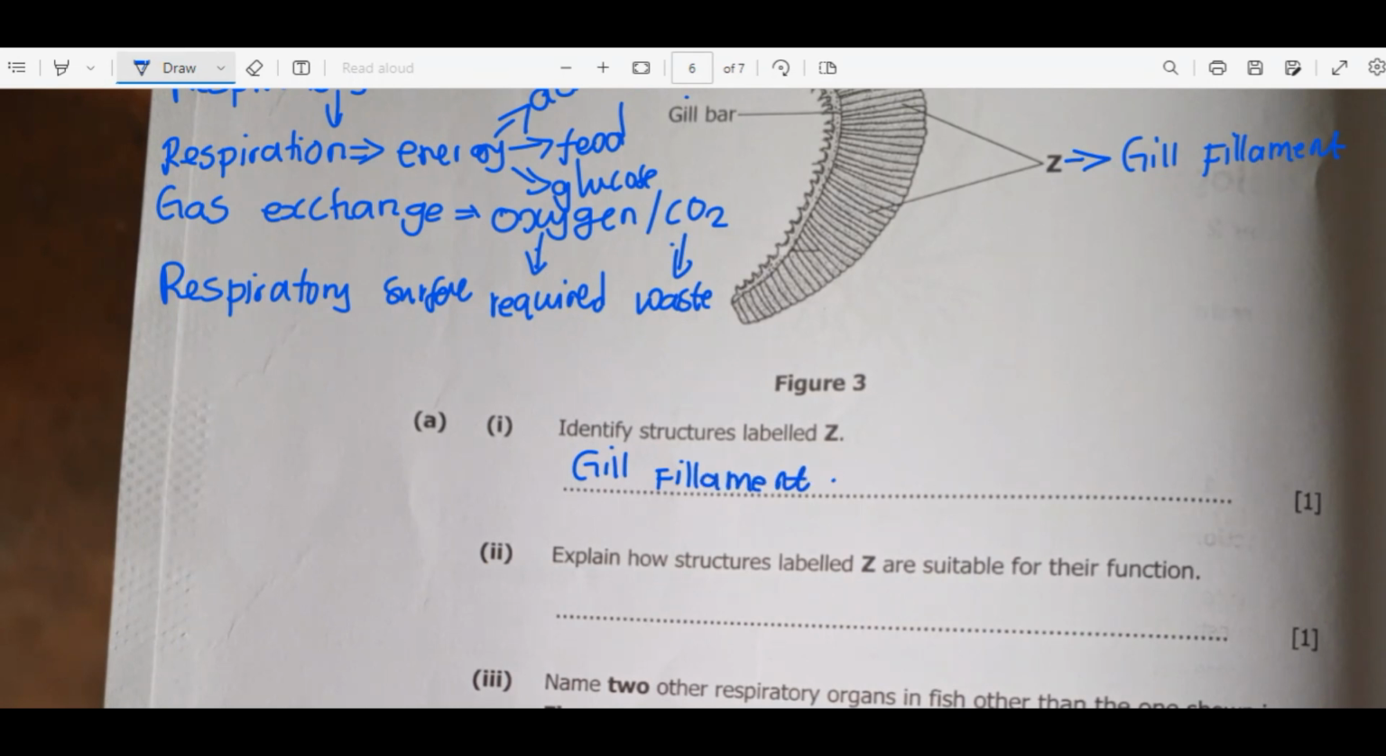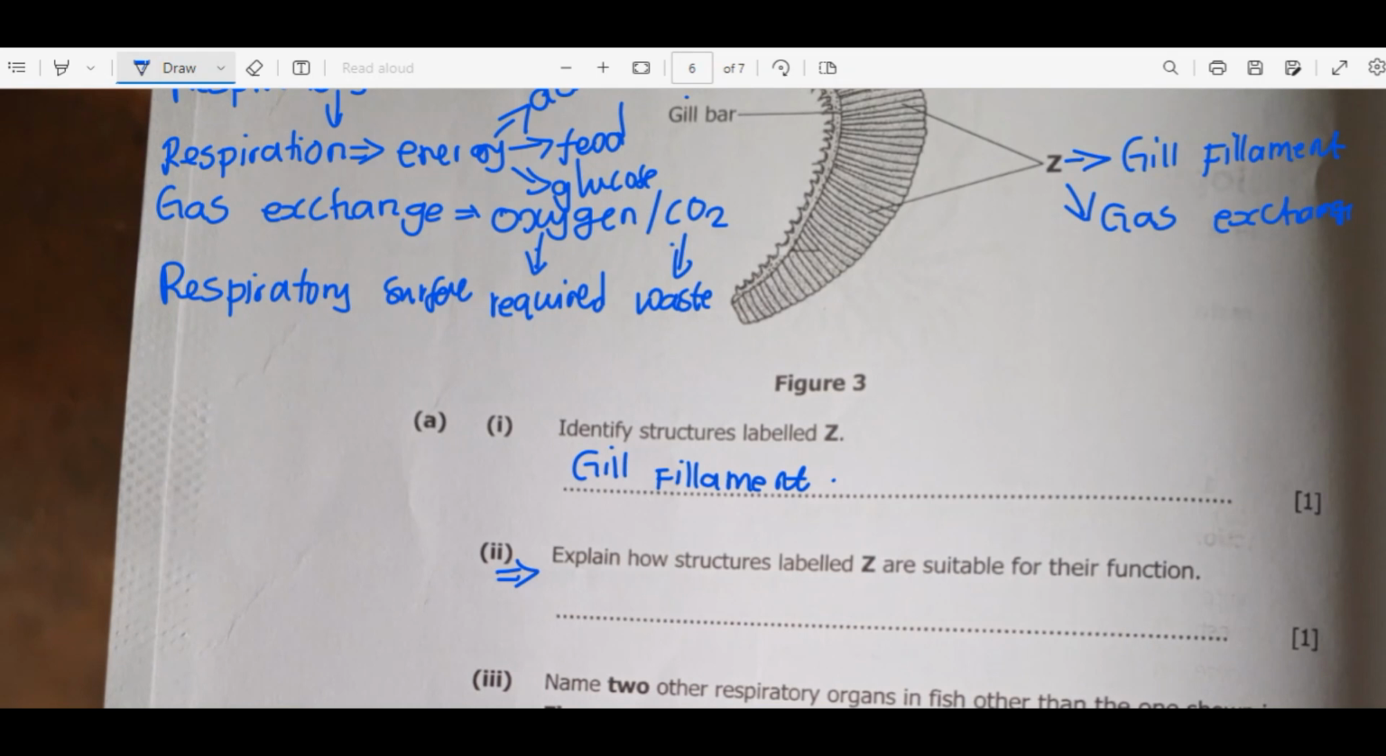Then Roman number 2, explain how structures labeled Z are suitable for their function. This question is the same as we want to look at the adaptations. What features does the structure Z have that make it carry out its process? Now, what process occurs in structure Z, the gill filament? This is where the process of gaseous exchange occurs. What makes this process possible is what we are trying to look at here.